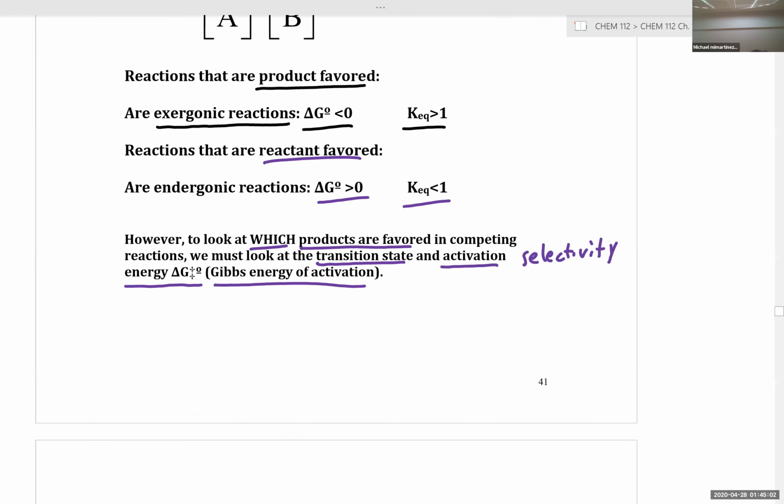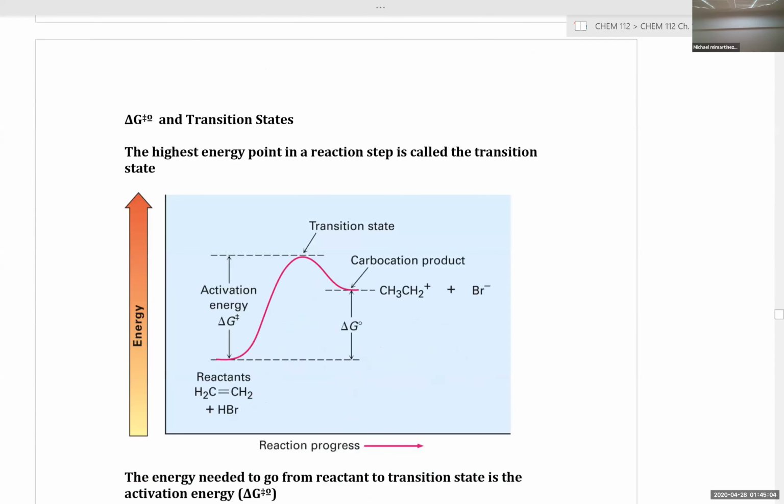So let's talk about a brief introduction to the Gibbs energy of activation and transition states. Have you seen the idea of transition states and activation energies before in 102? Just to get a sense of where everyone's at. Okay. So the highest energy point in a reaction step is called the transition state. Okay. So this is the highest energy point.